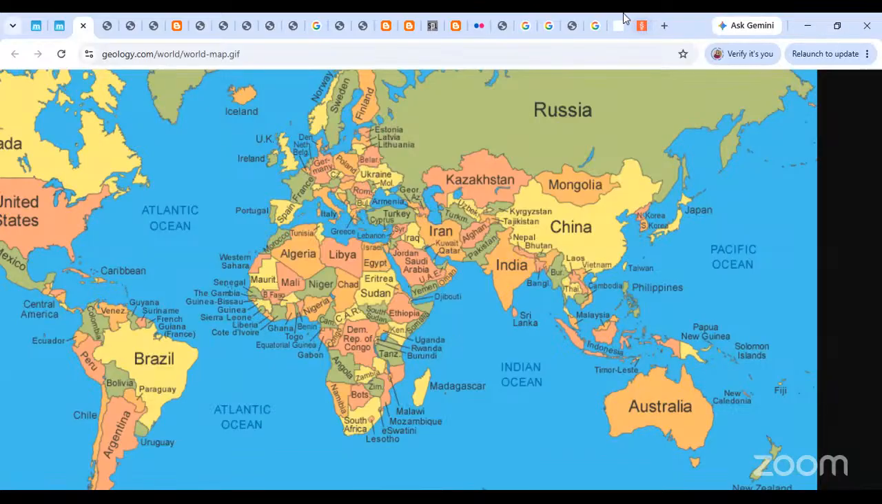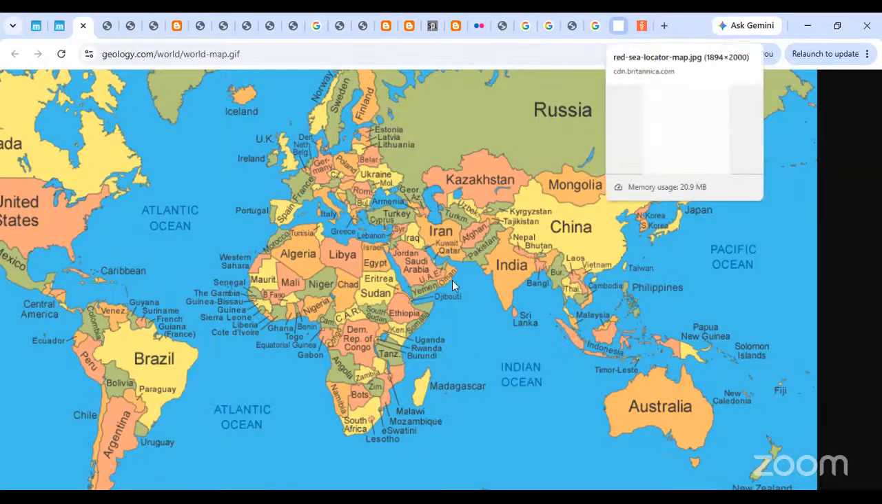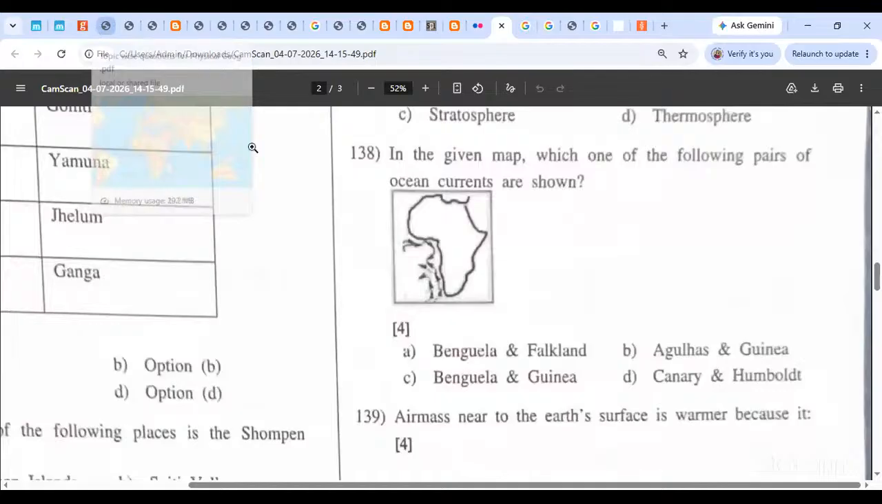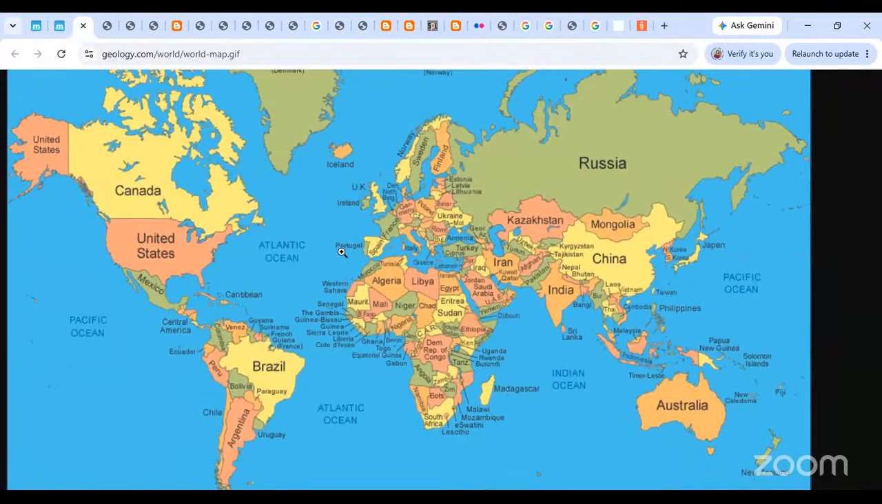Once again, this is not the combination that we were looking for. Canary and Humboldt. You're looking at Canary and Humboldt. This is the Canary current over here in this part, a cool Canary current, which is partly responsible for the Sahara Desert also. This is the Canary current, and this is the Humboldt current. Both cold currents. Canary is cool, Humboldt is really cold. So clearly you're looking at these two currents.